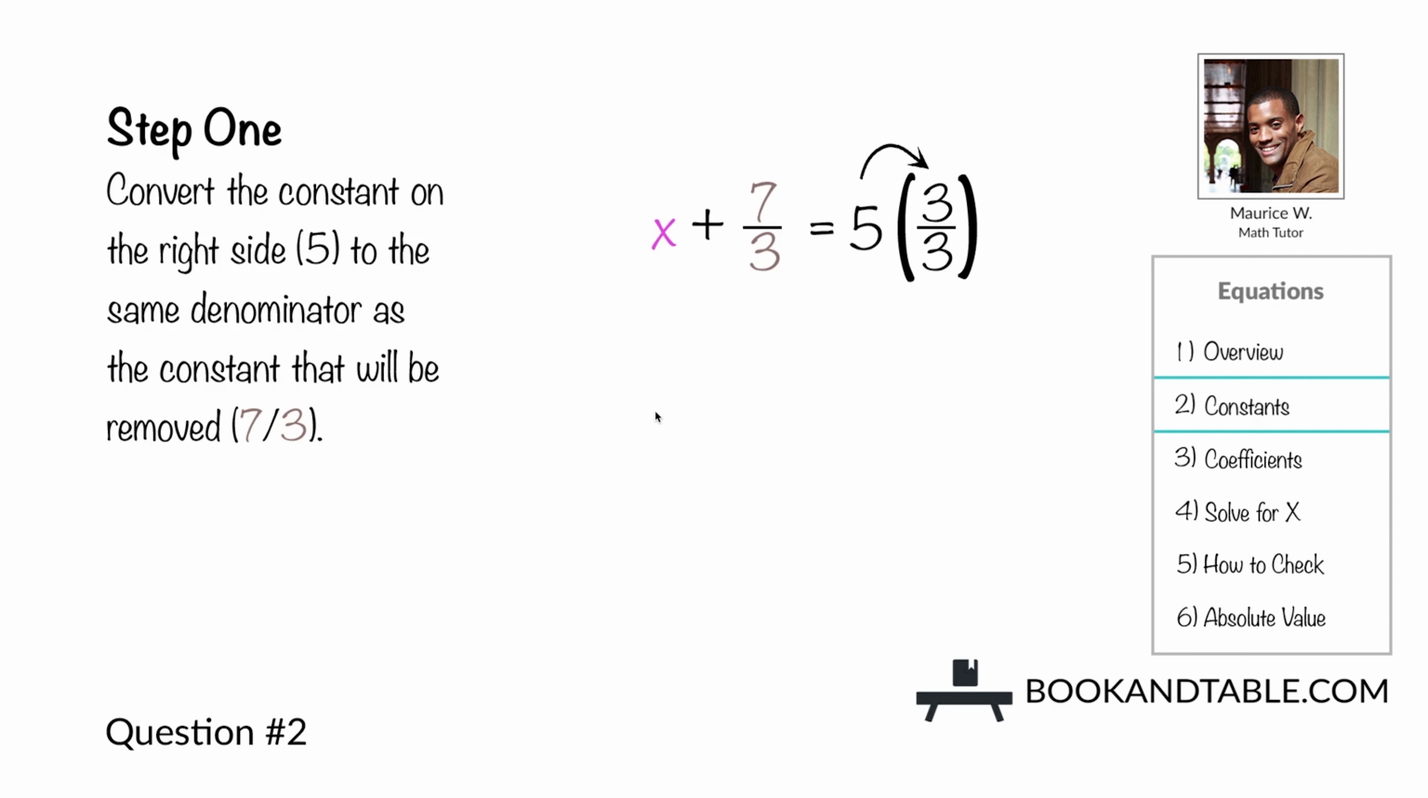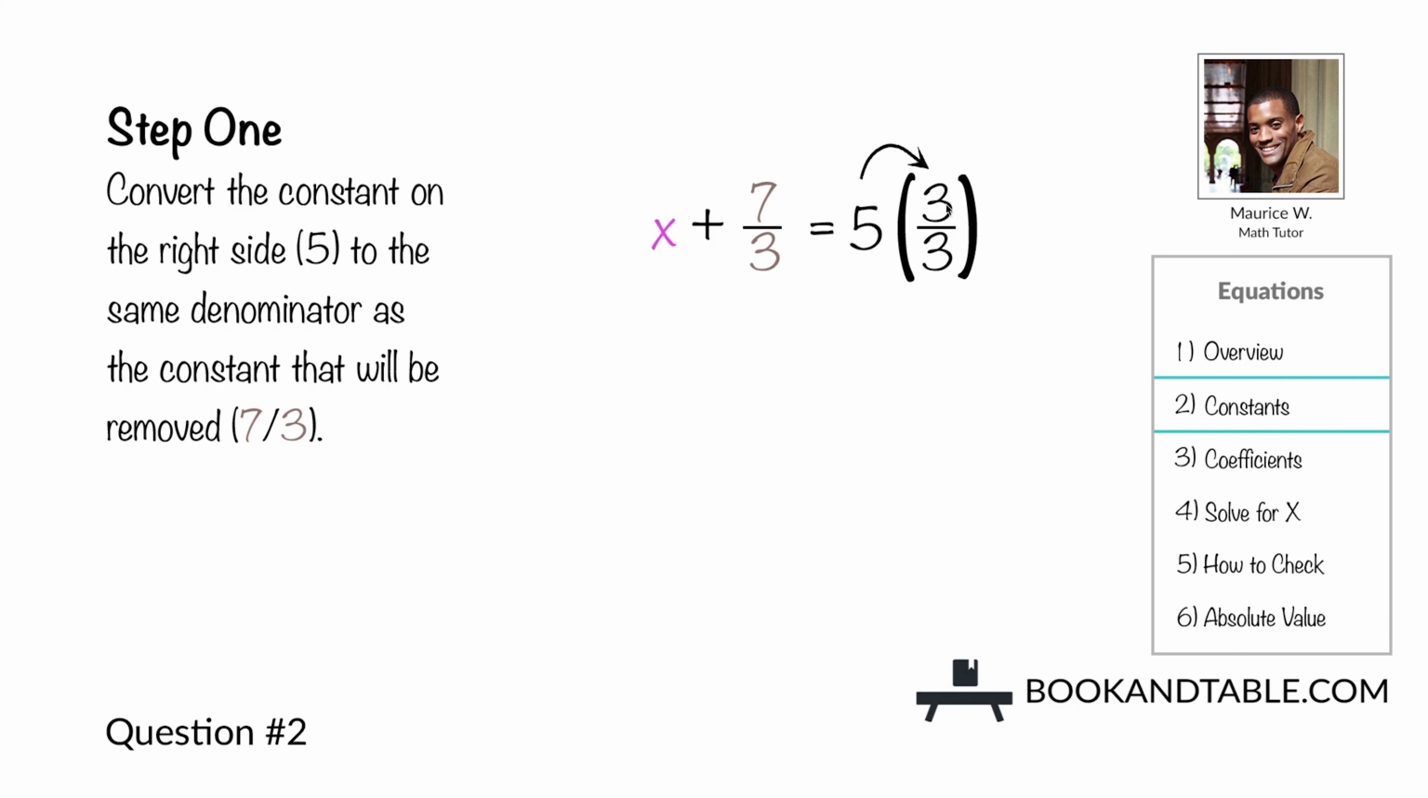Let's take a look at question number 2. Now in this one, we have a unique situation. The constant on the same side as our variable is a fraction. So if we want to subtract this fraction from the left side, we need the number on the right side to have a common denominator. So step 1, we want to convert the constant on the right side, which is 5, to the same denominator as the constant that will be removed, which is 7/3.